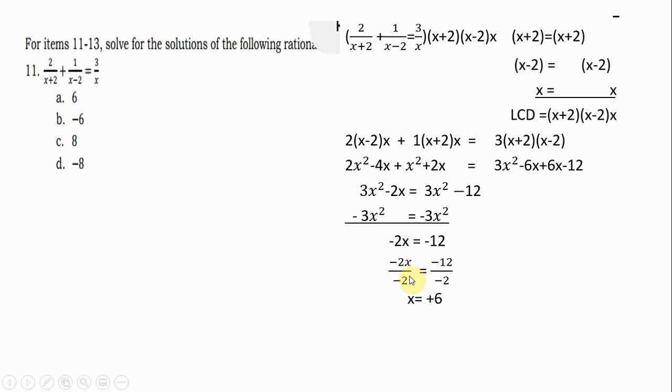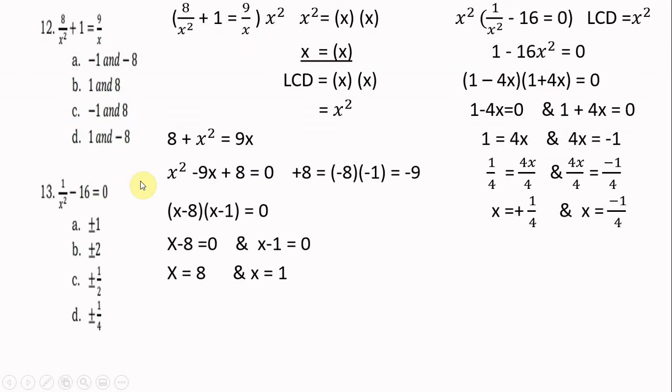So therefore, negative 2x is equal to negative 12. By the multiplication property of equality, or simply, you have to divide this one by negative 2, negative 2. So the answer is positive 6. And where is positive 6? It's letter A.